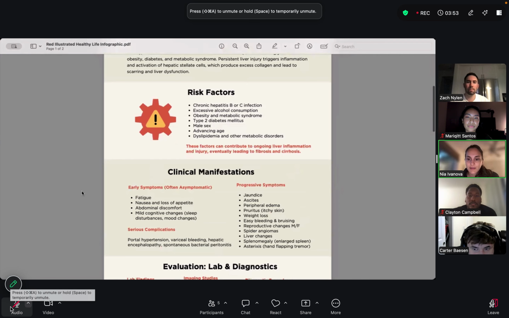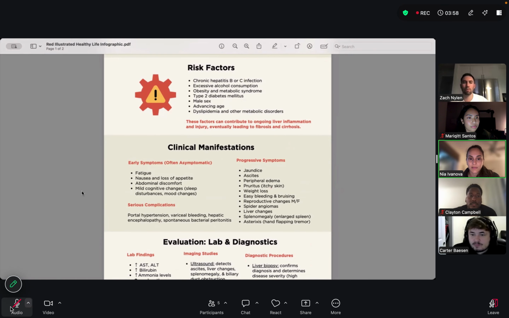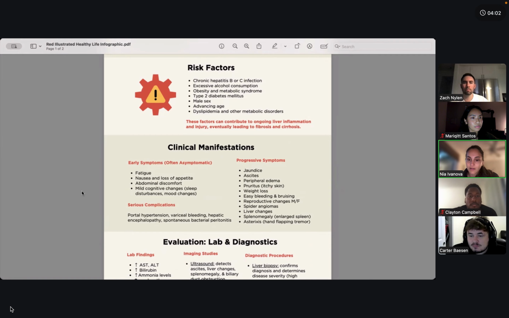Okay, so signs and symptoms. In early cirrhosis, patients may be asymptomatic or have mild, nonspecific symptoms. These include fatigue, nausea, and loss of appetite, abdominal discomfort, and mild cognitive changes like sleep disturbances or mood changes.